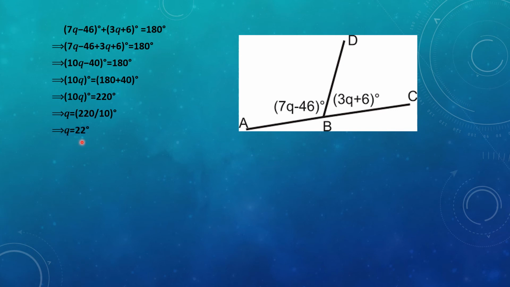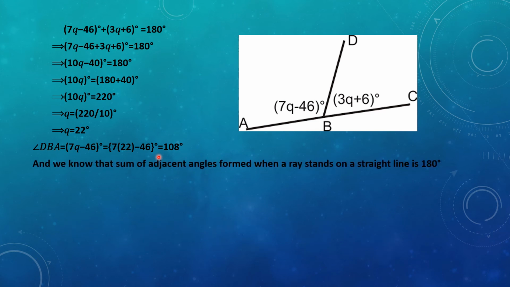Now substituting the value of Q in 7Q minus 46 plus 3Q plus 6 is equal to 180 degrees and finding the values of DBA and DBC. So we know that angle DBA is equal to 7Q minus 46 degrees. So substituting Q is equal to 22 will give 7 into 22 minus 46 degrees, which will be equal to 108 degrees. Now we got the value of 7Q minus 46 degrees in 7Q minus 46 plus 3Q plus 6 degrees is equal to 180 degrees.